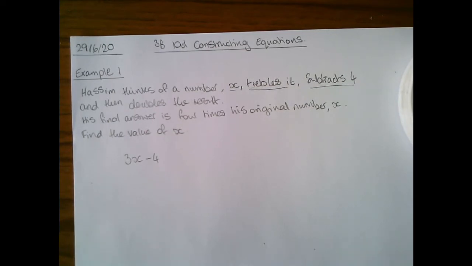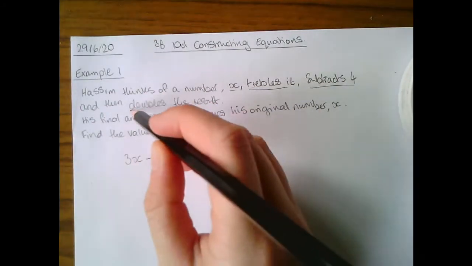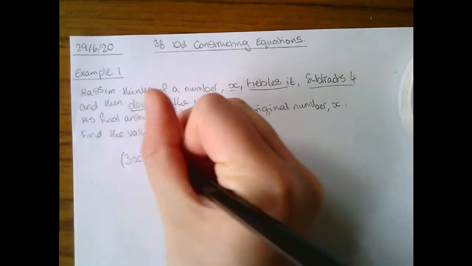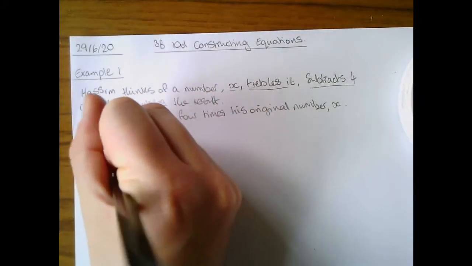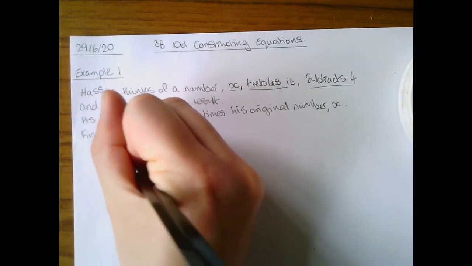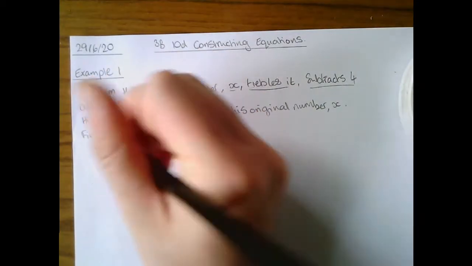After all that's happened, we then double that result. So we're going to double 3x subtract 4. This whole thing is going to be multiplied by 2. That's what it means to double. So we need to pop brackets around it, and we're going to multiply that by 2. Please remember that there is a tiny little multiplication sign in the middle of these. Don't need to write it in, but that is what is there. Just rub those out because you don't need them.